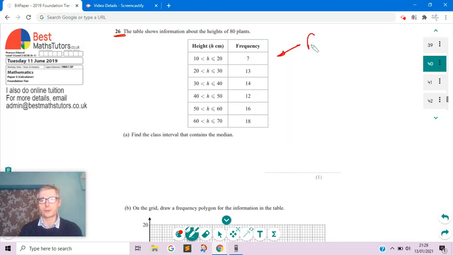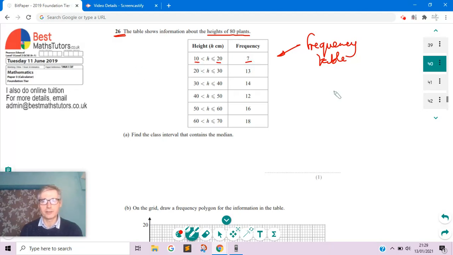So here we've got a frequency table and it gives us information about the heights of 80 plants. So what this is telling us is that for heights between 10 and 20, we've actually got 7 plants. 7 of the 80 plants were between 10 and 20.